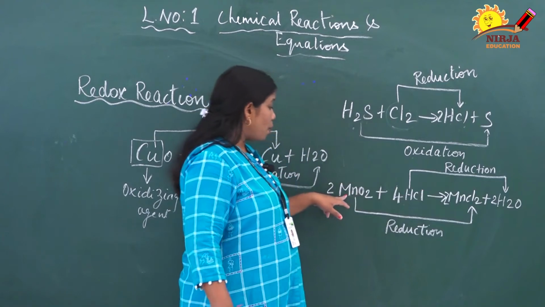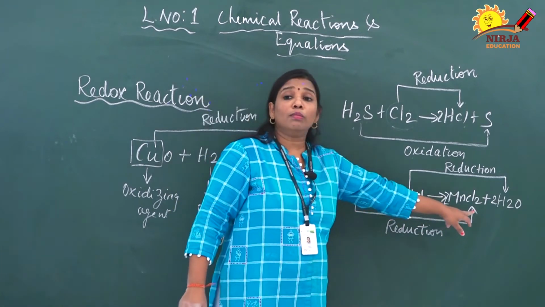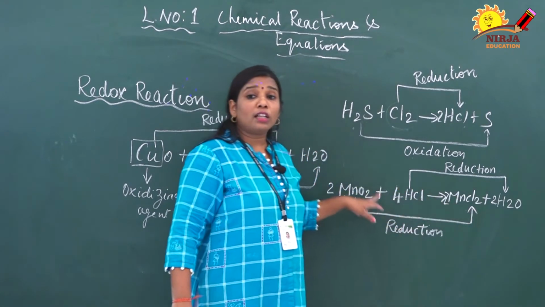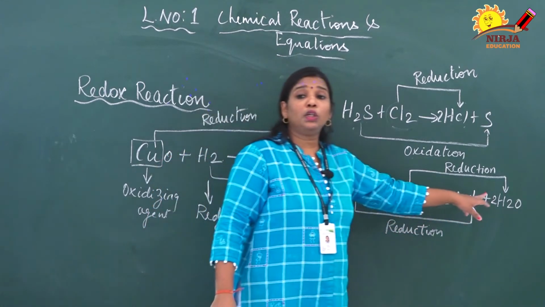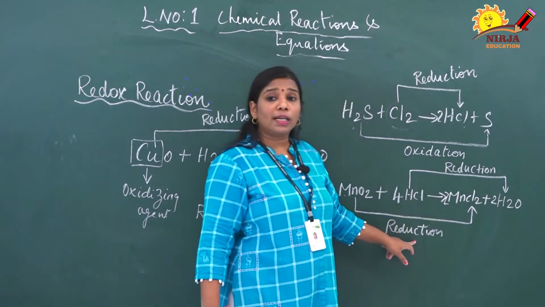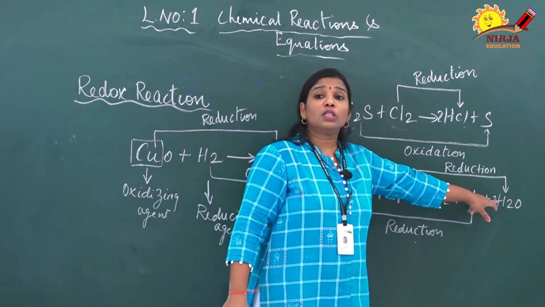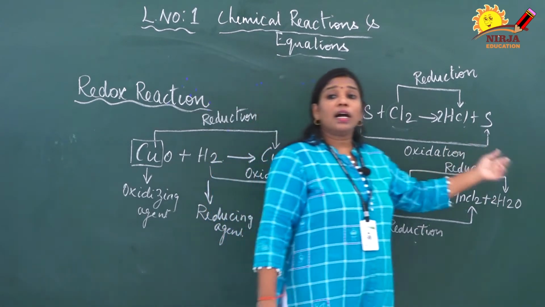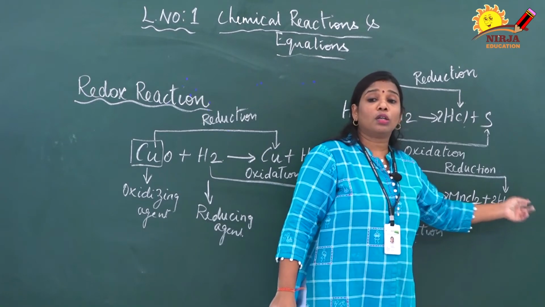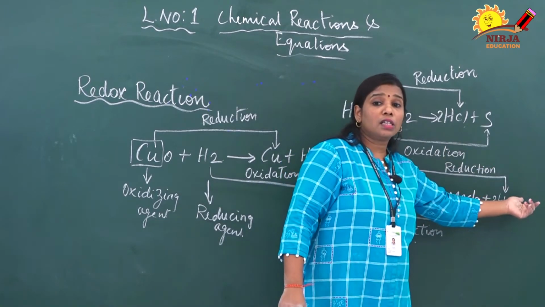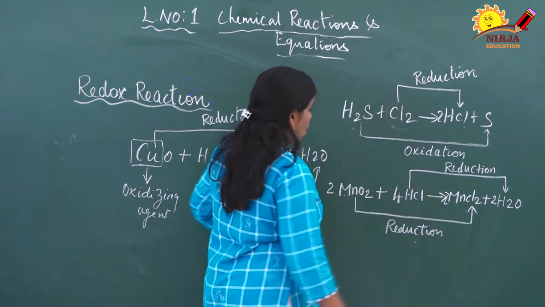it produces manganese chloride as well as water. So manganese dioxide is converted into manganese chloride. Here the oxygen is removed, it is converted into salt. So this is called reduction. Here the hydrochloric acid is converted into water. So hydrogen is combined with oxygen, it produces water. Here the addition of oxygen happens. So that is called oxidation.